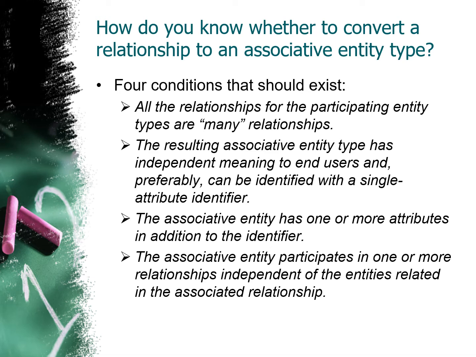Fourth, the associative entity participates in one or more relationships independent of the entities related in the associated relationship. Now, this sentence might be confusing to you, but just try to go back to the example that we had earlier, employee and course. That particular attribute, date completed, cannot be placed in the employee entity or the course entity. And that is why it is placed in the associative entity.